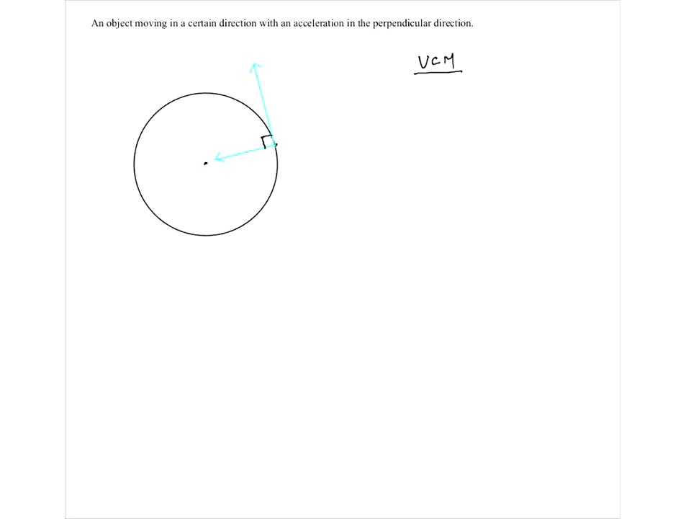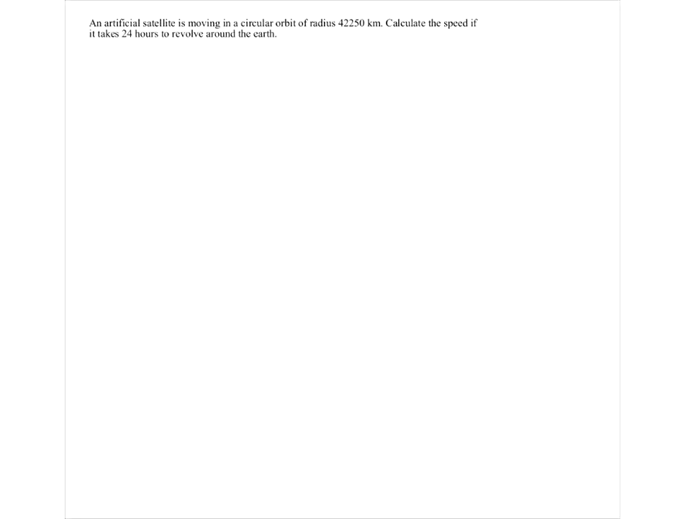Any questions? Let me know. Assume uniform circular motion. This is your assignment question. We stop now.